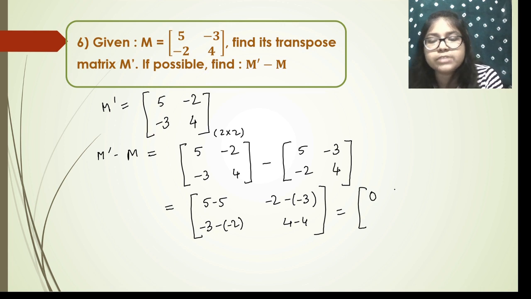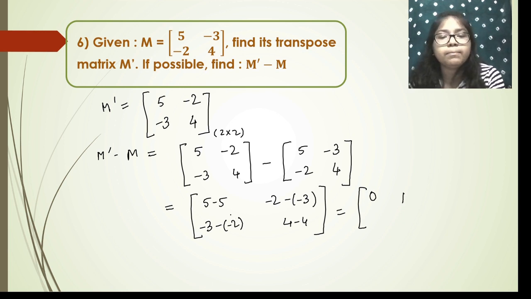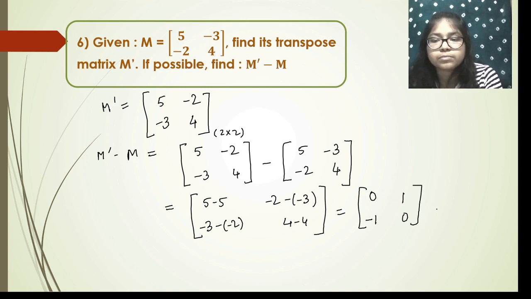So 5 minus 5 is 0. This will become plus. Minus 2 plus 3 will give 1. This will become plus. Minus 3 plus 2 will give minus 1. And this will again become 0.